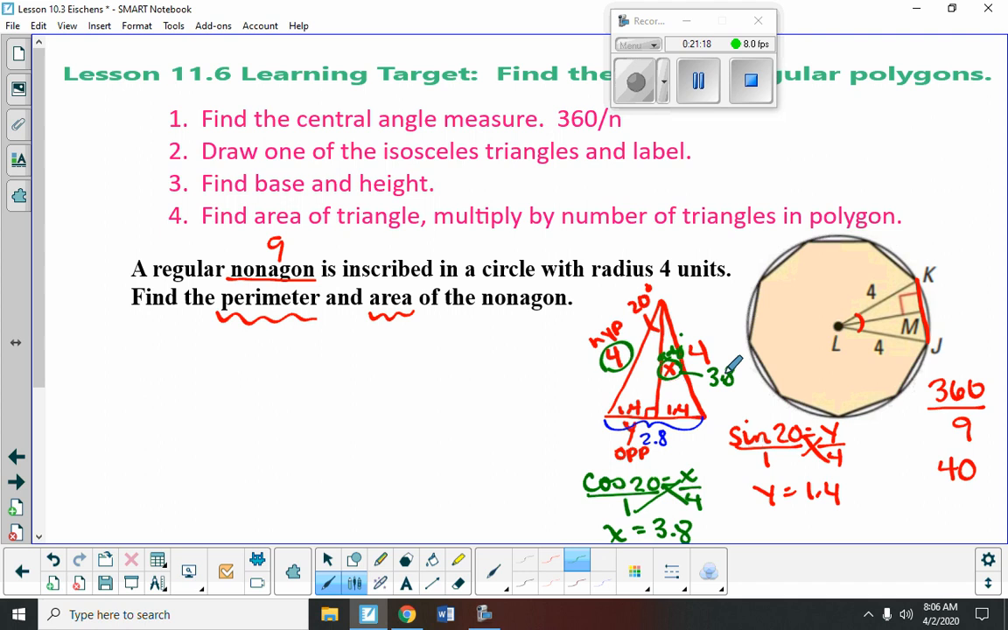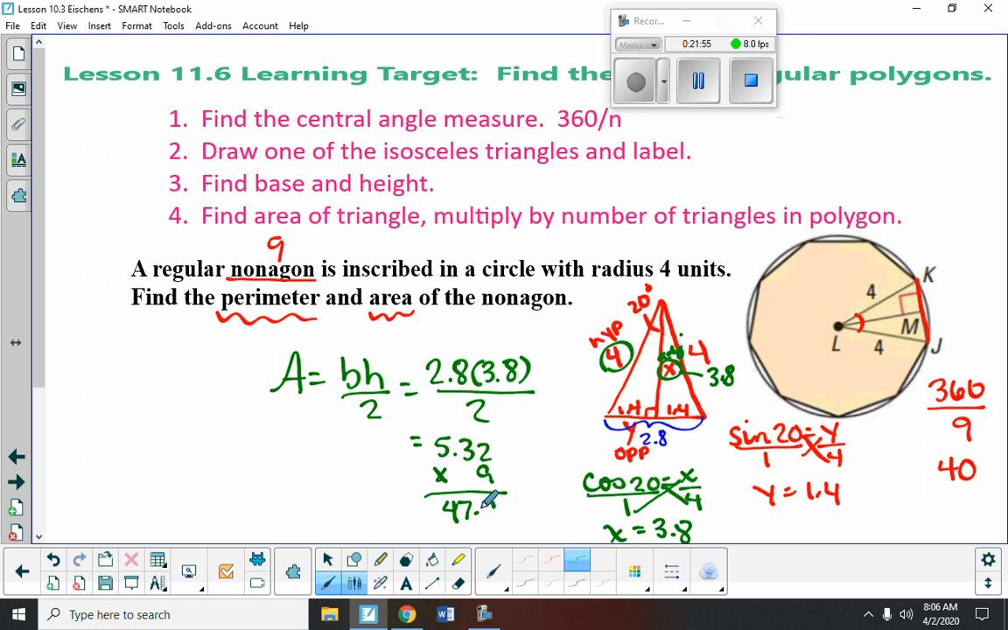All right, we're in business. We have the base and we have the height. So the area is equal to base times height divided by 2. The base is 2.8. The height is 3.8, divided by 2. And that would be 5.32 is the area of this triangle. And if it's a nonagon, we would have 9 congruent triangles that are the same size. So you multiply times 9. Don't forget that last step. So 47.9 approximately, and that would be units squared.